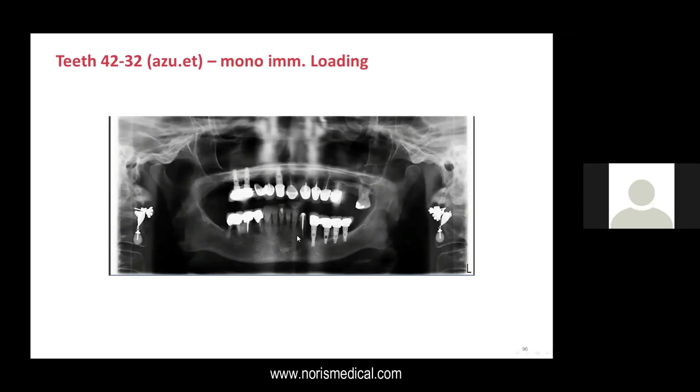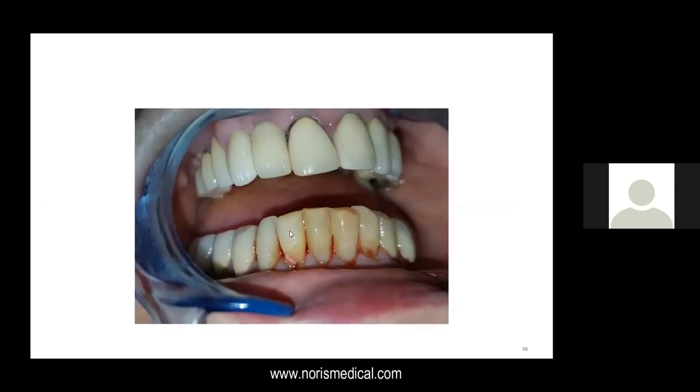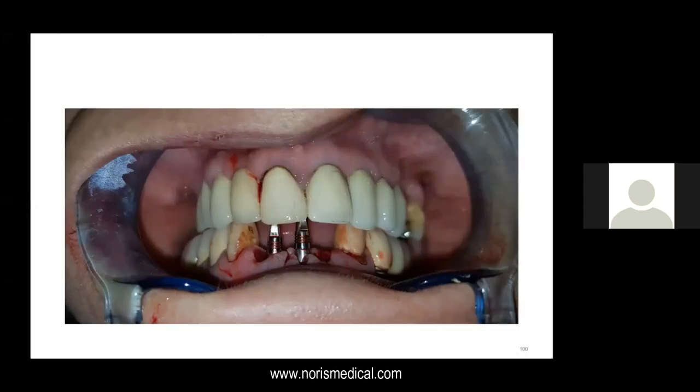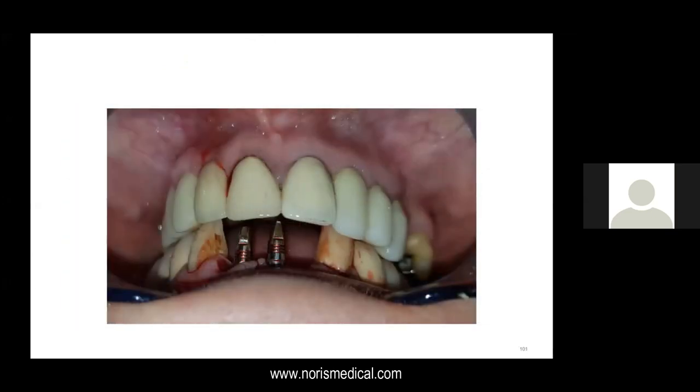Teeth 42 and 32. Again, the patient is requiring an immediate solution. So these are the teeth, they are moving, the patient is suffering. Extracting the teeth, two implants. Actually, I put this implant there because there I found the best bone in order to place the implants. So this is how it looks.